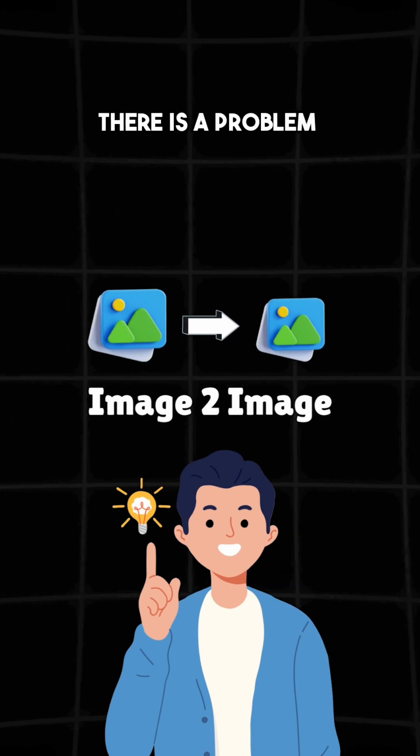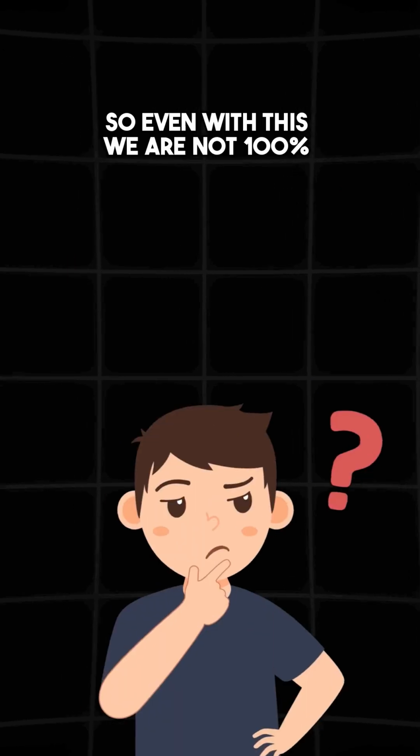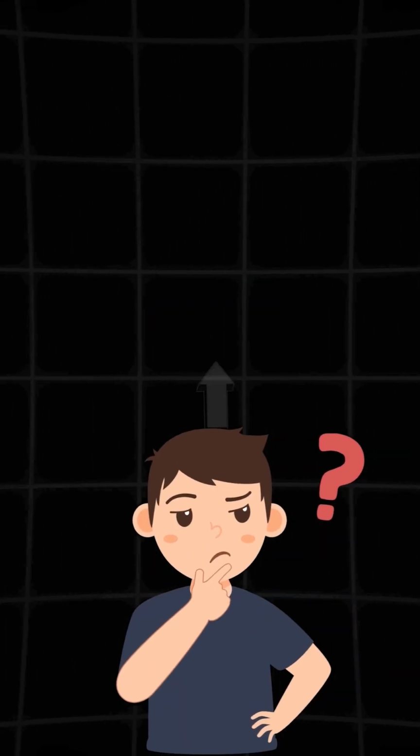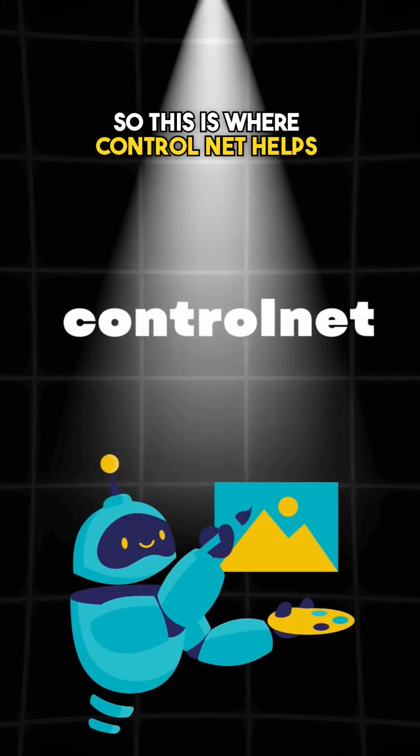But with that technique, there is a problem here. It's probabilistic in nature. So even with this, we are not 100% in control. Then how do we get high creativity and 100% perfect control of our image at the same time? This is where ControlNet helps us.